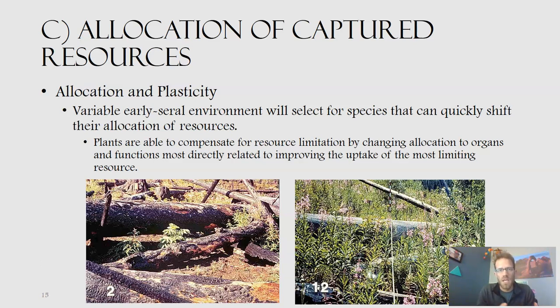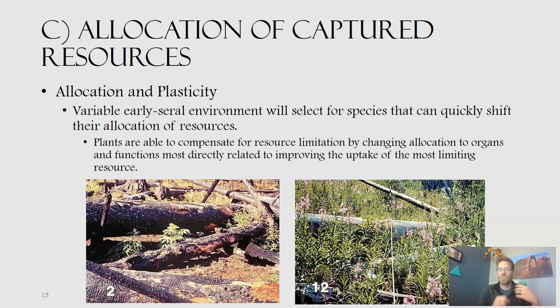What does this mean? This means that the plants that can quickly shift towards growing new roots if water is limited are going to be preferable to organisms that are slower to reallocate resources to those roots.